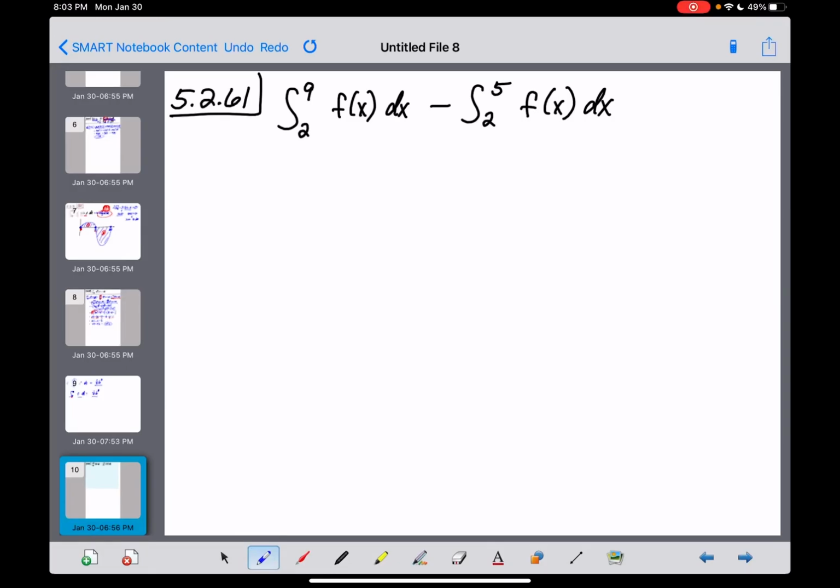Number 61 here isn't going to take that much work, but it does take a lot of thought. And I've got to be honest with you guys, this is the kind of question that the AP writers love to come up with. Ones that make you scratch your head and say, wait a minute, do I really understand what's going on right here? Our directions are just to express each integral, probably should say integral expression, as a single integral.